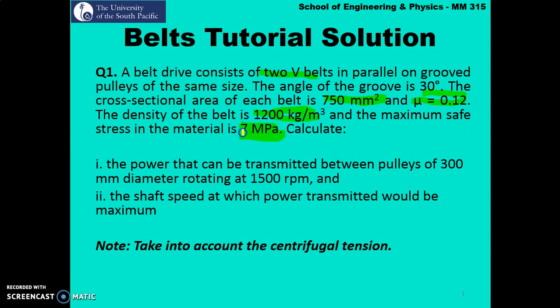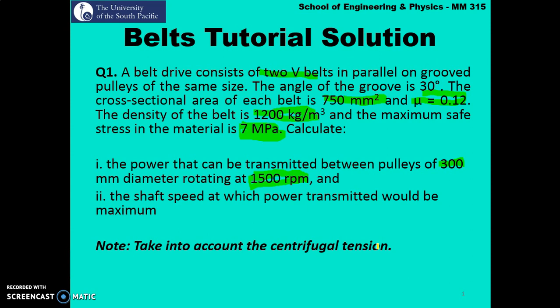What we are to do is calculate the power that can be transmitted between the pulleys of diameter 300 mm when it is rotating at 1500 revolutions per minute. That's the first part, and the second part is the shaft speed at which power transmitted would be maximum. Keep in mind that we need to take into account the effect of centrifugal tension while solving this problem. So we've got a V-belt, so we'll use V-belt analysis.